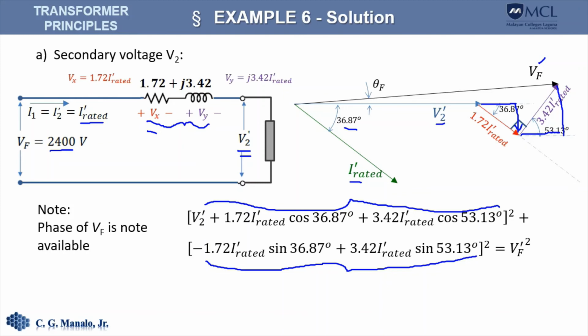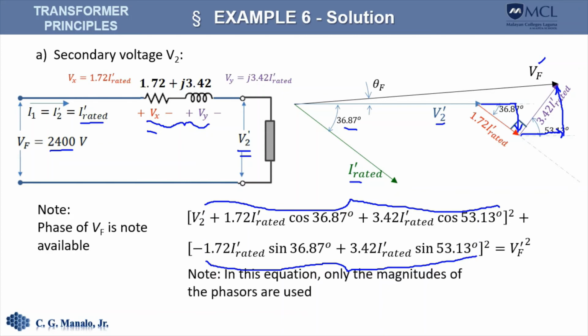Take note the vertical component for V sub x is negative because it is directed downward. So we square that also, the sum of the vertical components of the voltages, and that should equal the square of V sub f, the magnitude of V sub f. Take note that in this equation, we're only using the magnitudes of the phasors.